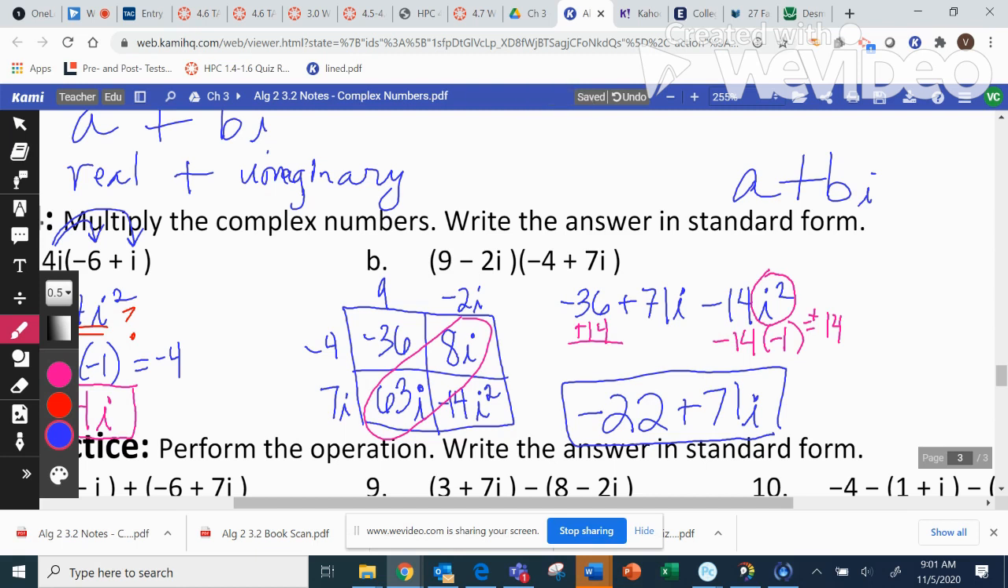So everything we're doing today is stuff that you should already know from other math classes, with the exception of i squared is negative 1. That's kind of the new thing. Or square root of negative 1 is i.